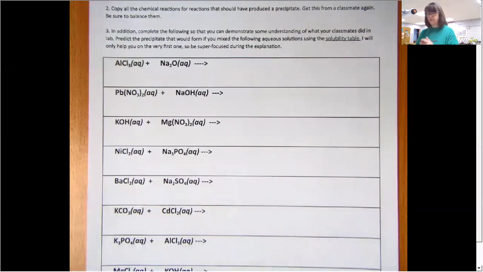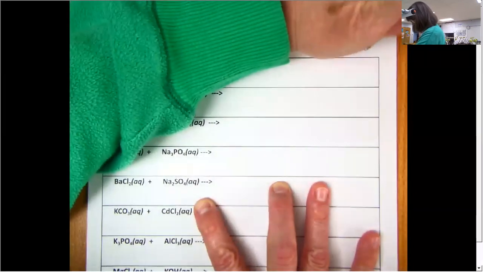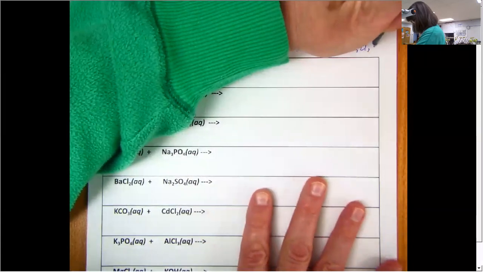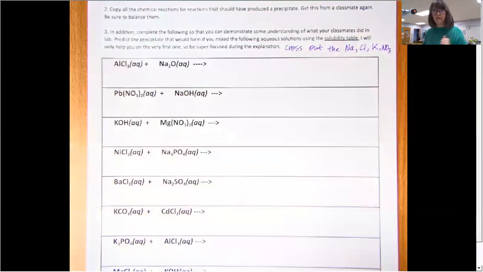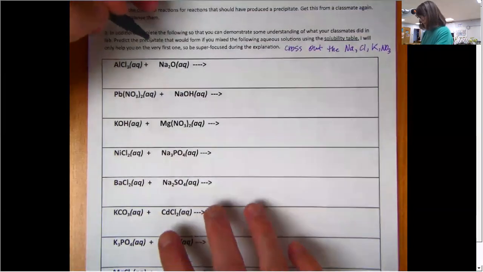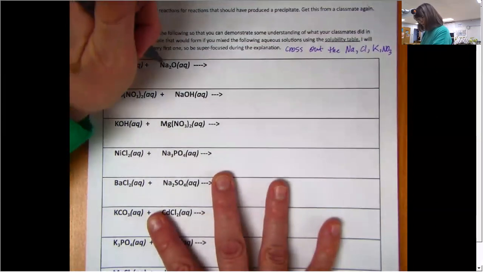First of all, I would recommend that you go through and cross out the Nas, the Cls, the Ks, and the NO3s. Why? Those are soluble. So for example, in the first ones, I would cross out this Cl3 and this Na2.